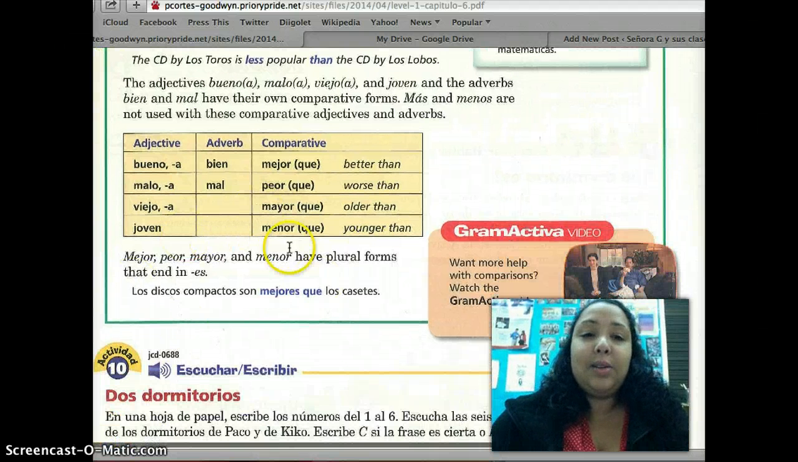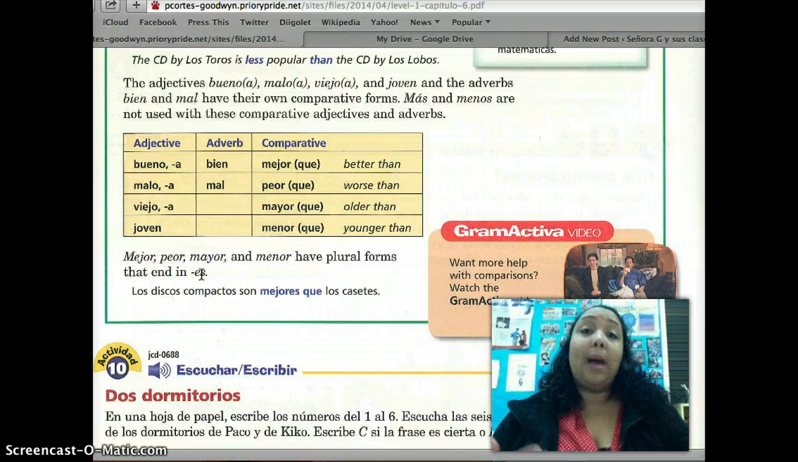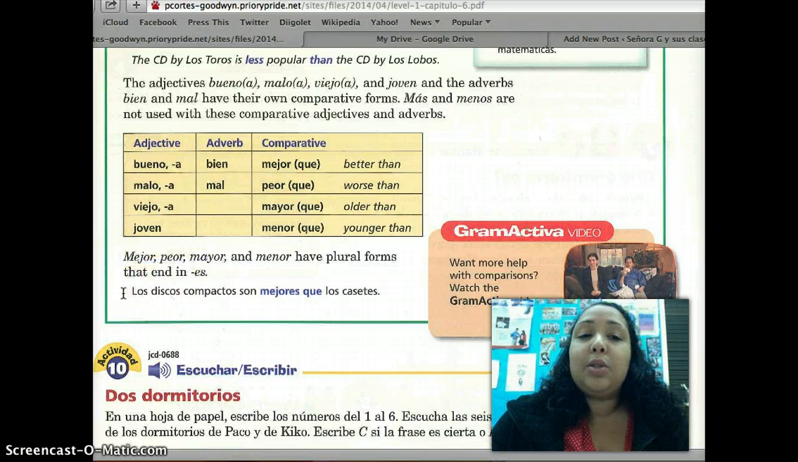And in this last little note here, mejor, peor, mayor, and menor have plural forms that end in es. So going all the way back to first semester when it comes to gender and agreement, when whatever we're talking about is plural, in this case, we're going to add an S, okay? And the example they give you was los discos compactos son mejores que los casetes.